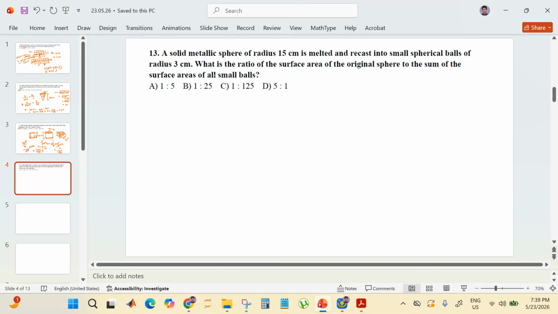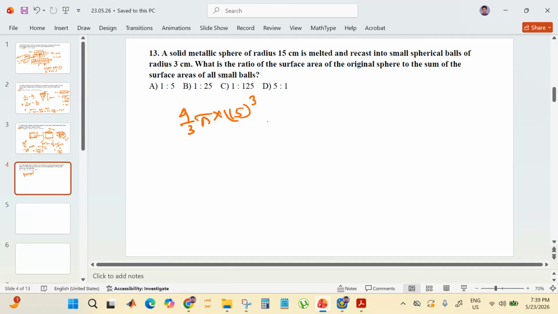Solid metallic sphere of radius 15 centimeters. So sphere means 4/3 pi r cube, and r cube means 15 centimeter cube. So this is the volume of the solid metallic sphere, and it is recast into small spherical balls of radius 3 centimeters. What is the ratio of this?